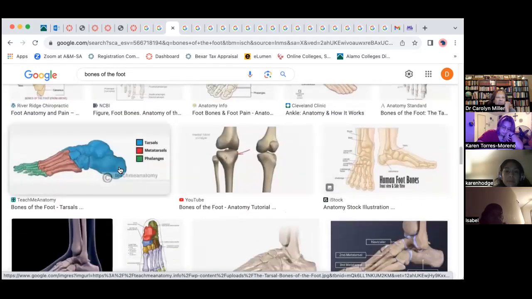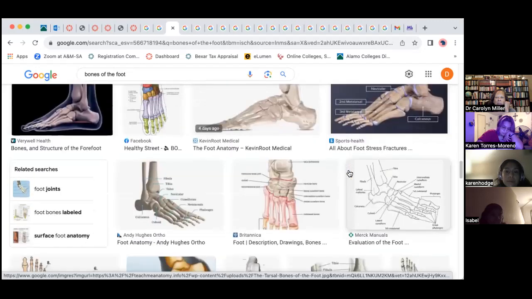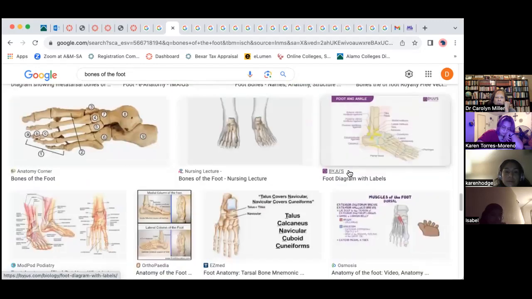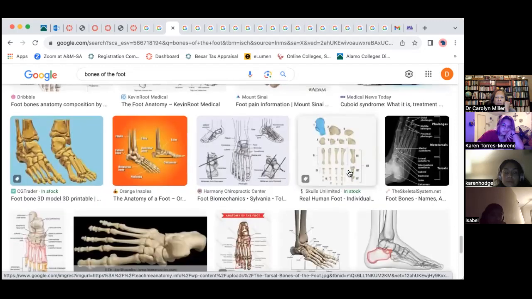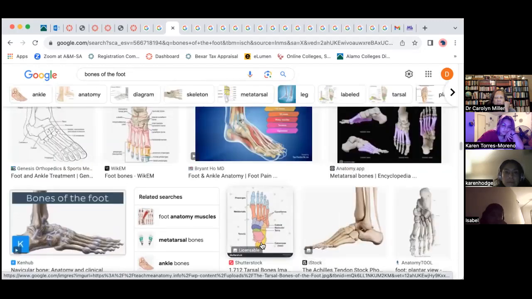Oh, this is a good one. Nah, they're all blue there. But I would get one that's already color coded. This is a good one, yellow and light pink. Because I don't think I asked any of the other ones, the cuboid, navicular, or the cuneiforms. I just said talus and calcaneus.